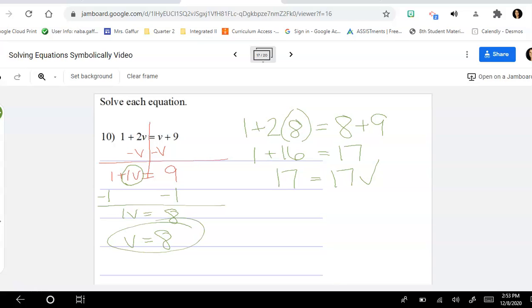Please make sure you write down this on page 50 in your notes. We want to write down the problem, the steps, as well as the check. Pause the video and make sure you do that.